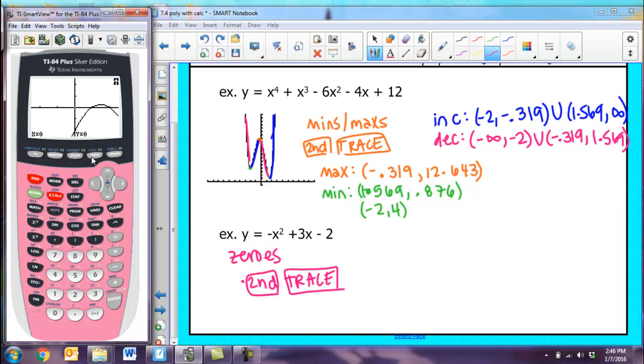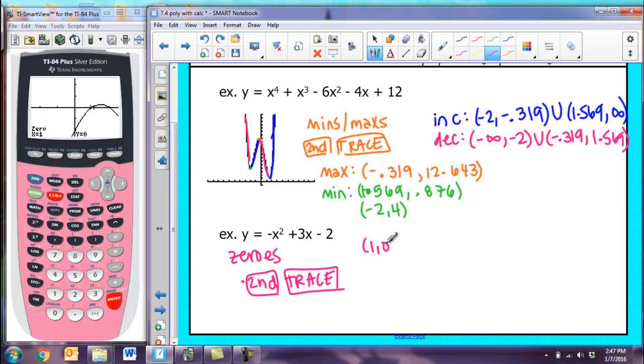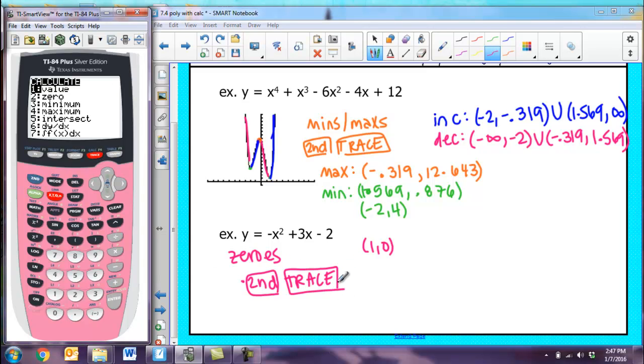And if I go to second trace, and of course I pick the one that says 0, you're going to do the same thing that you did for the minimum and maximum. So if you go to that 0 that you care about, then you go a little bit to the left, press enter, and then go a little bit to the right of that 0 and press enter, and then guess. Don't go to the right of all the zeros, because then it'll give you an error. So one of my zeros is at 1, 0. Okay, so that's the first way you can do it. So that was second trace and then number 2.